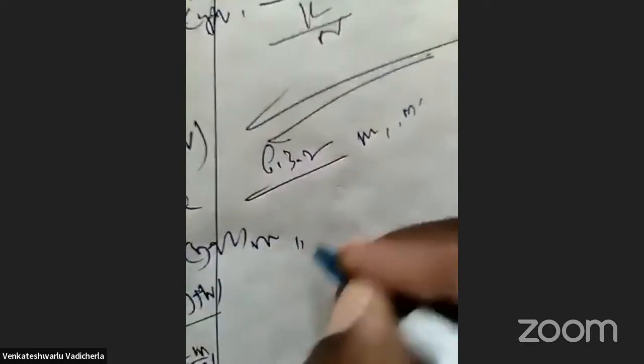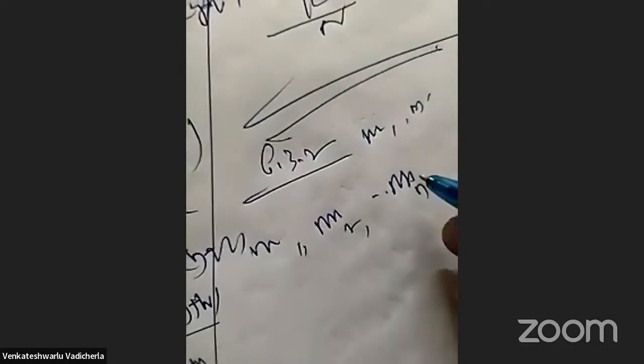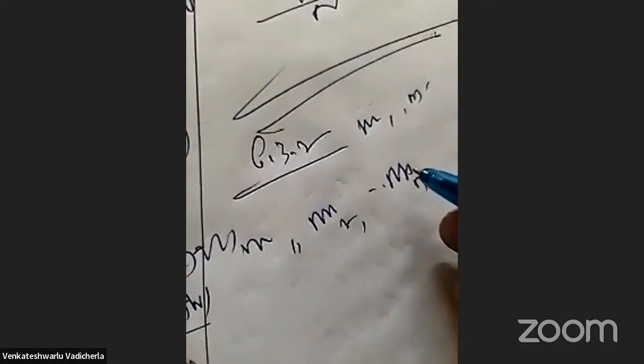Next is theorem 6.32. Let M1, M2, up to Mn be submodules of an R-module M. Then the following are equivalent.